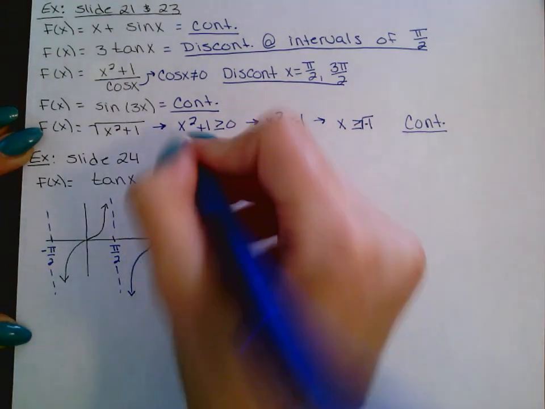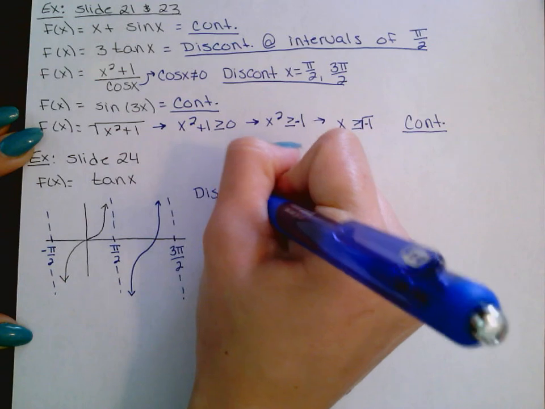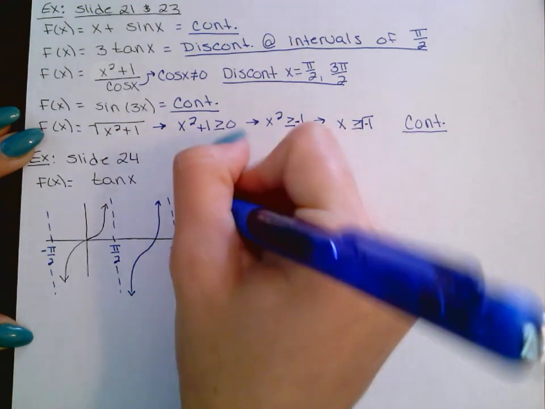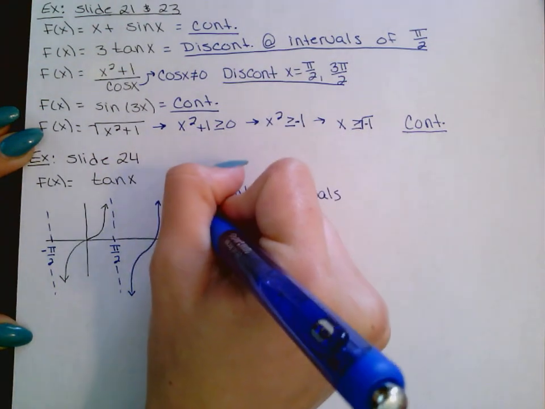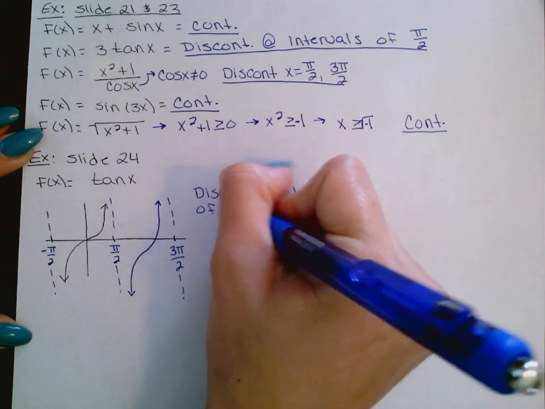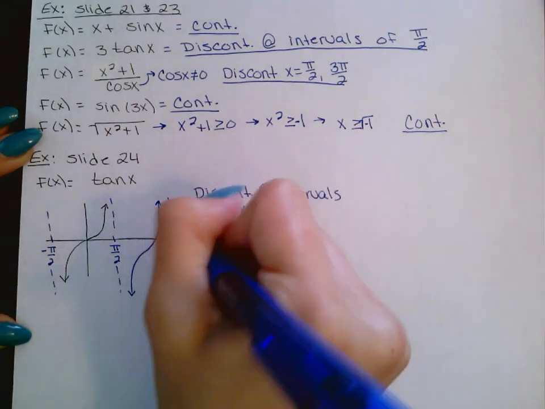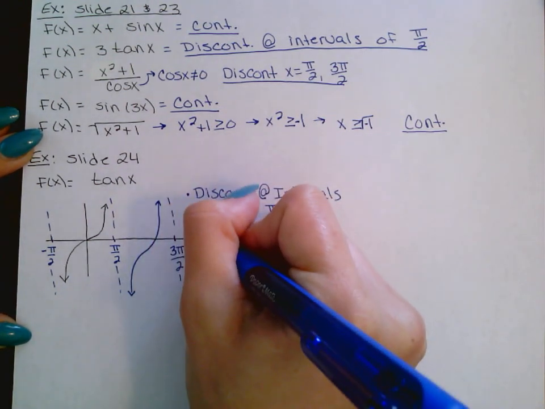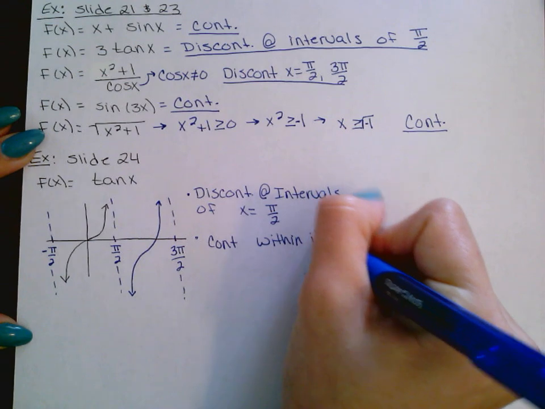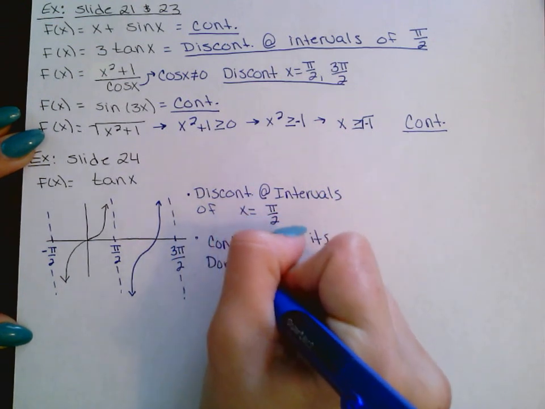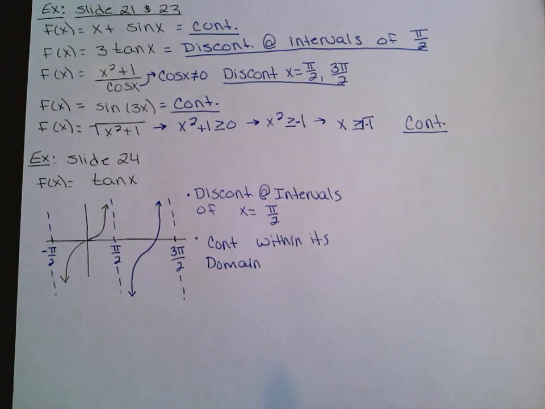So when I talk about the continuity, I could say that this is discontinuous at intervals of x equaling pi over 2. Okay? I could also say that tangent is continuous within its domain. Because if the domain of a tangent function is just each of these, within each of these, they are fine. It's just where the asymptotes happen.